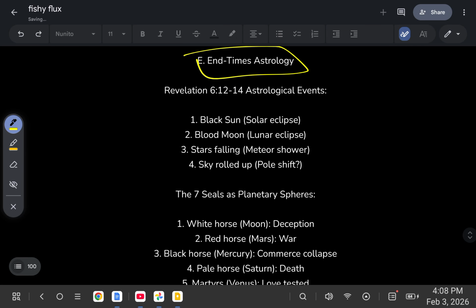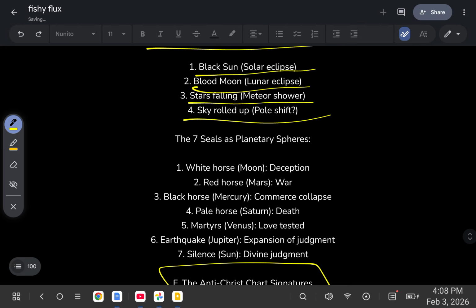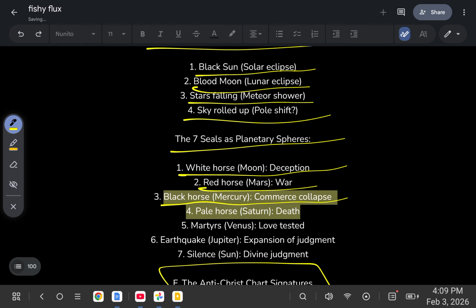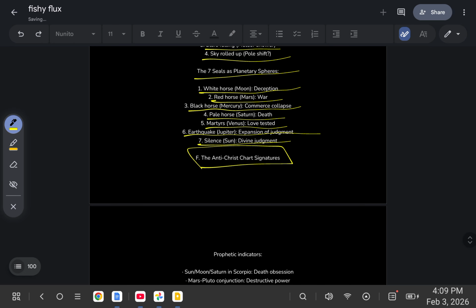The end times of astrology, Revelation 6:12 through 14, astrological events. The black sun, solar eclipse, blood moon, lunar eclipse, stars falling, meteor shower, and sky rolled up, pole shift, question mark. The seven seals as planetary spheres. We have the white horse, moon, deception; red horse, Mars, war; black horse, Mercury, commerce, collapse; pale horse, Saturn, death; martyrs, Venus, love tested; earthquake, Jupiter, expansion of judgment; and silent sun, divine judgment.